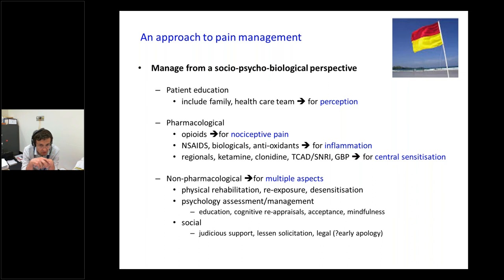Non-steroidal biologicals and antioxidants are for where there's obvious inflammation. Regionals, ketamines, clonidine, tricyclics and nerve drugs are for where there's neural sensitization or nerve injury. Non-pharmacological approaches treat pain at multiple levels. Physical rehab, re-exposure and desensitization are helpful at the top levels, but also the spinal cord and likely peripheral. Psychological assessment and management is good from a top-down control point of view. Social is good for reducing the ability to upregulate.